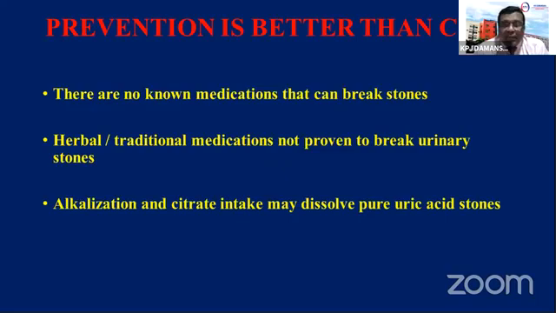Now, as far as current evidence is concerned, currently there is no known medication to break stones. None of it with an evidence base. Herbal and traditional medicines have not been proven to break urinary stones. There are many medicines that have been used in the market. Some of them are Robitussin, Cystone, and various products. There's no robust evidence which states that stones can be broken.